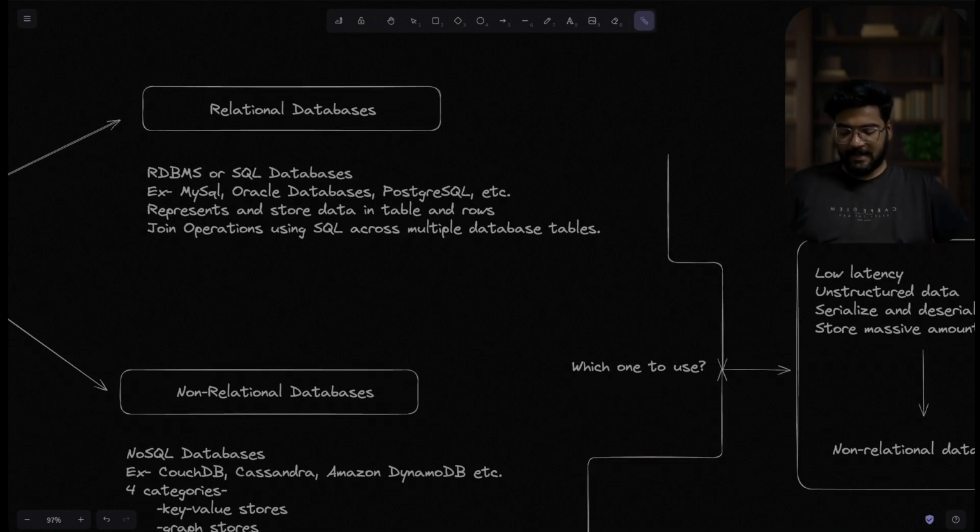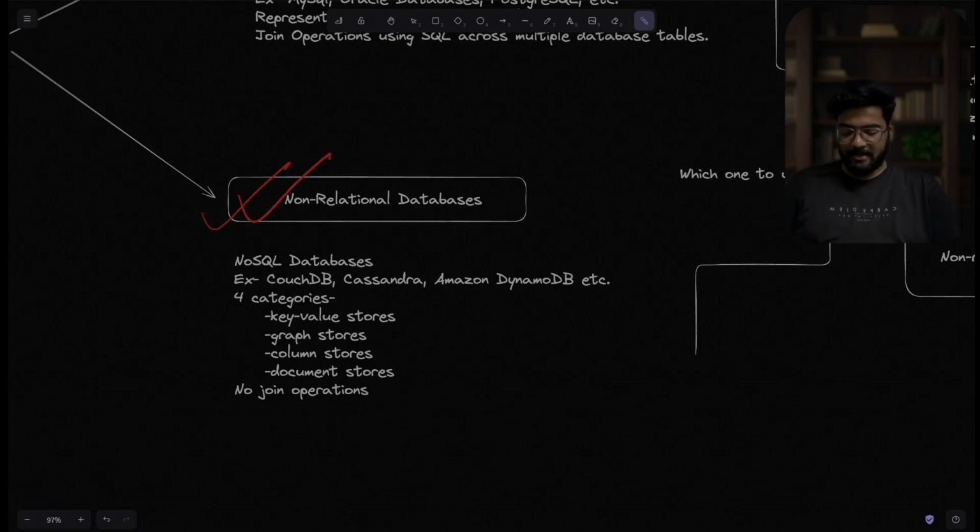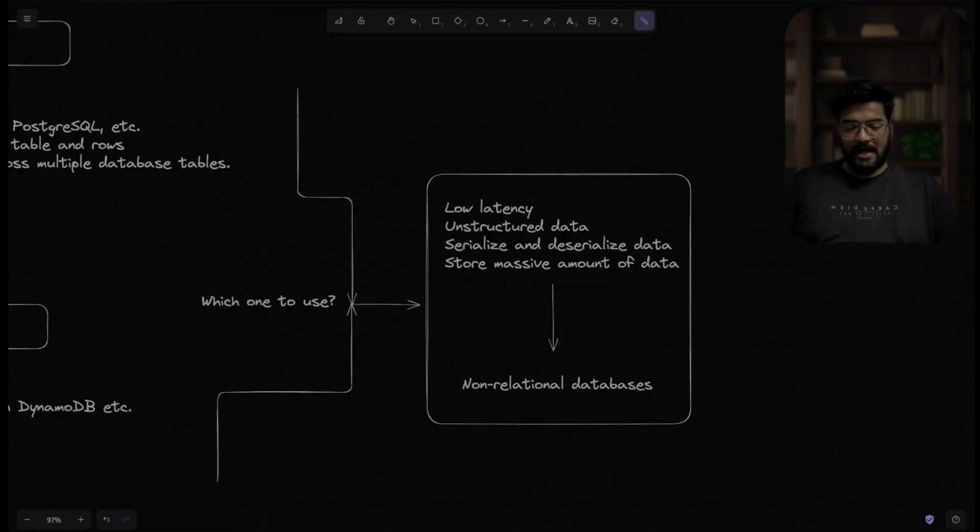The second type of databases are the non-relational databases, and common examples would be CouchDB, Cassandra, and Amazon DynamoDB. We have four different categories for these non-relational databases, because they are not like relational databases, in which we have tables and rows and can have join operations. These don't have join operations, and the categories are key-value stores, graph stores, column stores, and document stores.